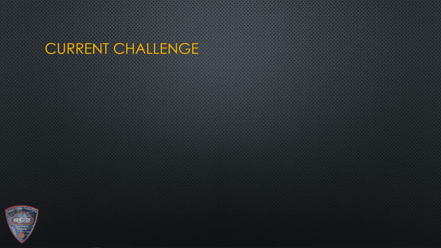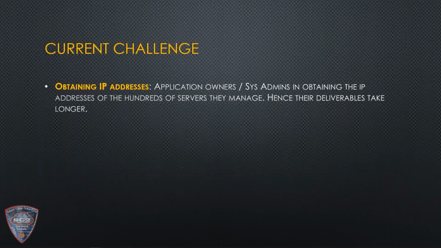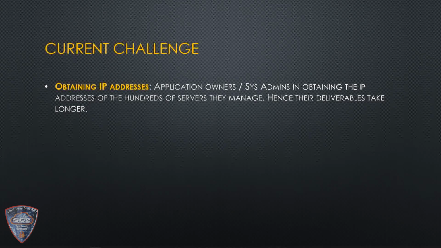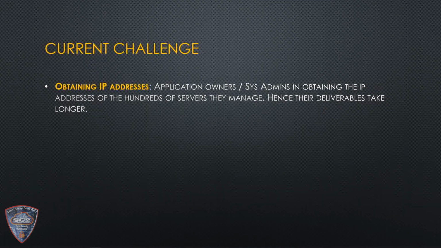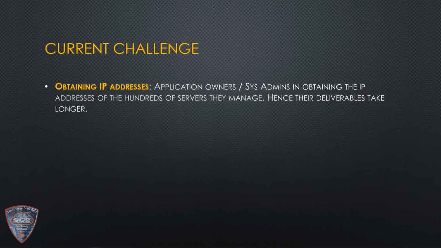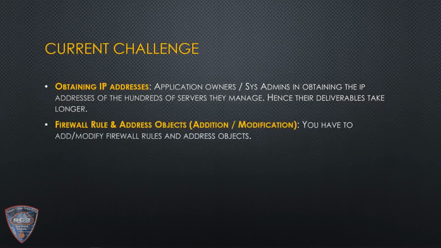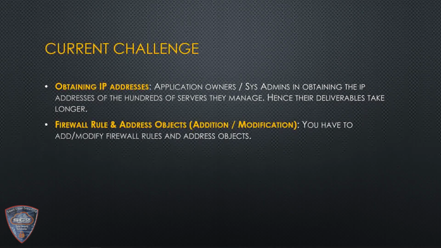What are the current challenges? Typically, all firewall rules are based on IP addresses. Thus, the requester must provide the source and destination IP address for every single firewall rule. Gathering all the information and then obtaining change approvals is time-consuming. For every new server or new service added to the network, you need to build new firewall rules or modify existing firewall rules and address objects.